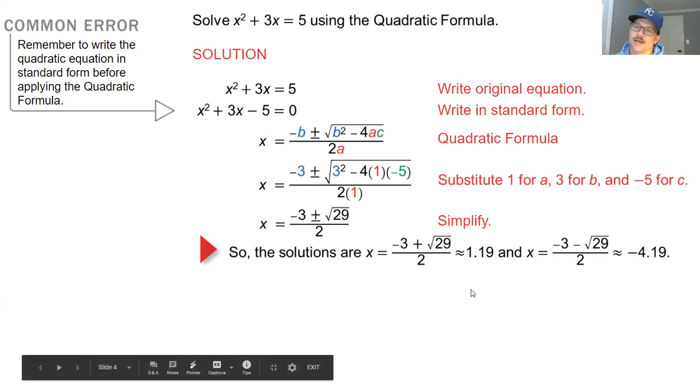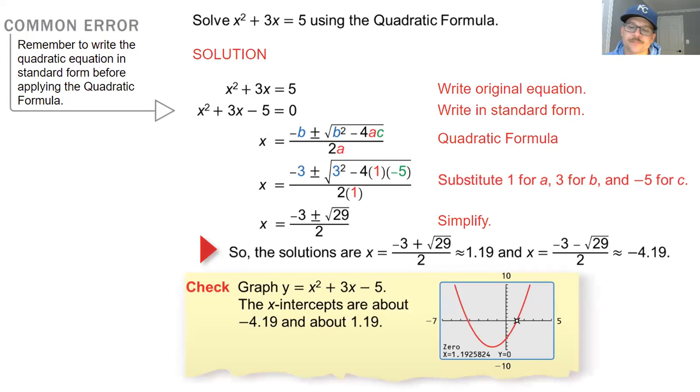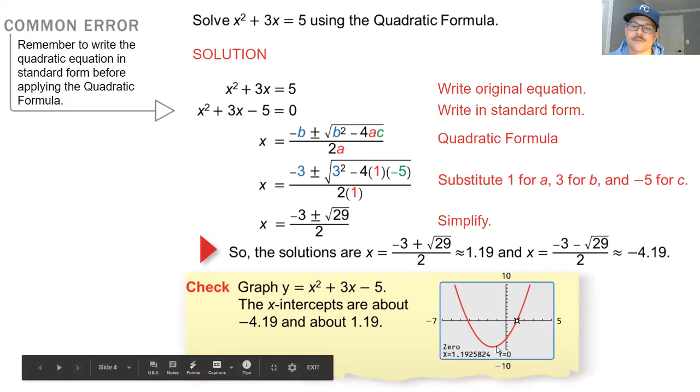Now for your solutions, you will occasionally be allowed to use decimal form. So you can just type both of these expressions into a calculator and approximate to the nearest hundredth, so 2 decimal places. So you would take the square root of 29, add negative 3, then divide by 2 to get your 1.19. And then you would do the opposite, but instead it would be that subtract because of the plus or minus. So you can check this by graphing. Type it in your graphing calculator. It crosses at 2 different points, where they are at negative 4.19 for this one over here on the left, and then 1.19 over here on the right.